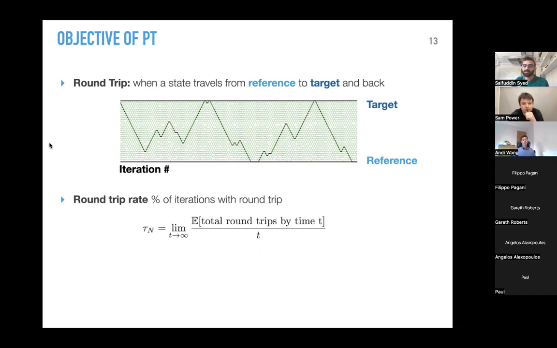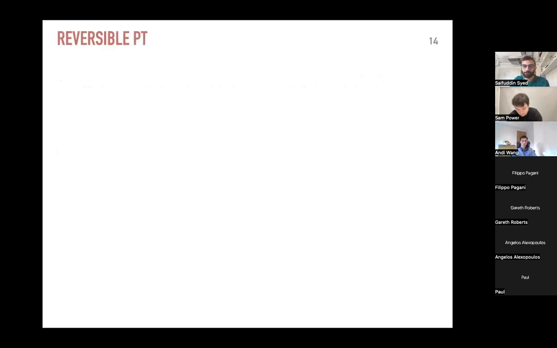So the round trip rate is going to be the total number of round trips that have occurred across all the machines by time t, as a percentage of the iterations. In some sense, this represents the percentage of MCMC iterations or PT iterations that have resulted in a round trip. So the objective is to maximize the round trip rate of the actual implementation itself.